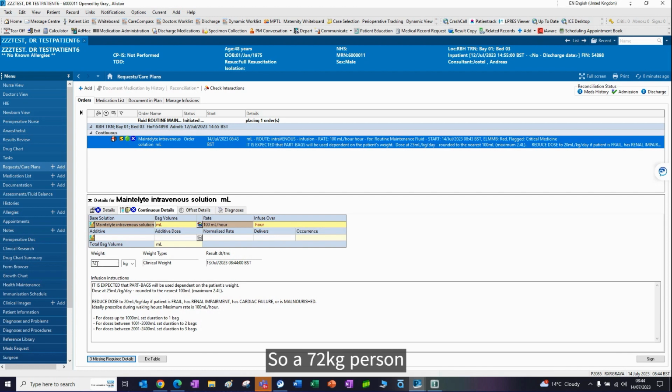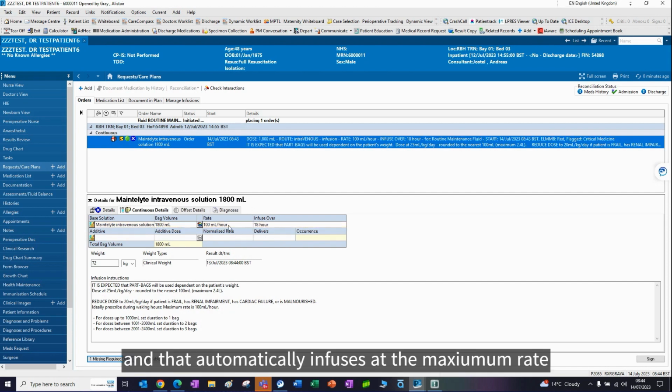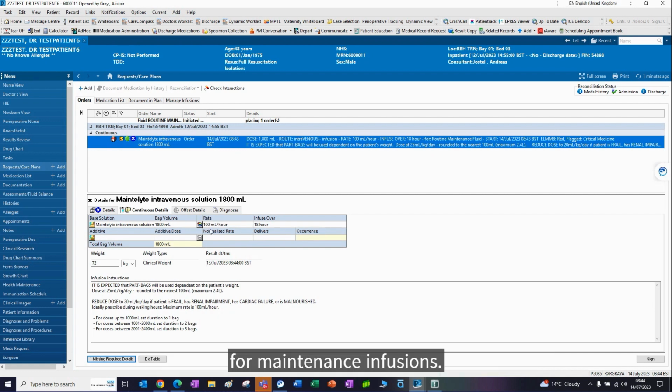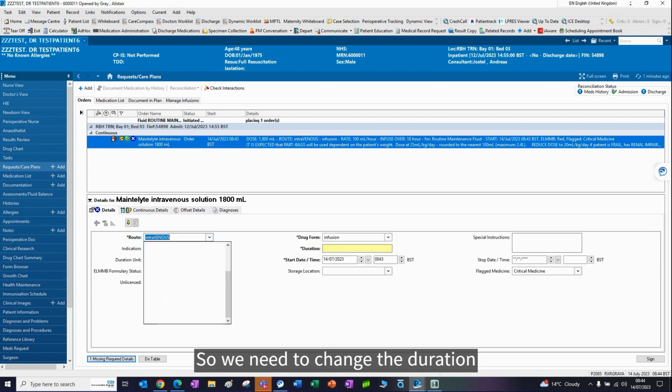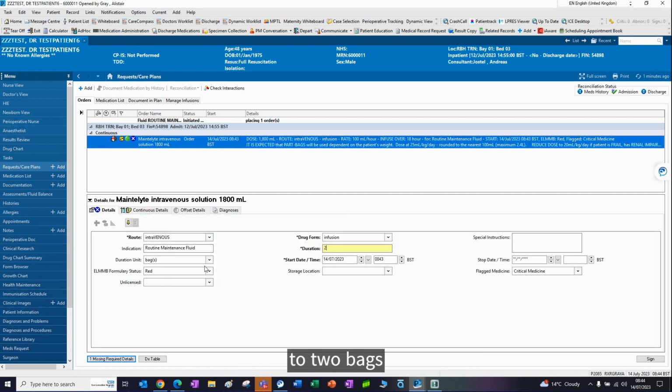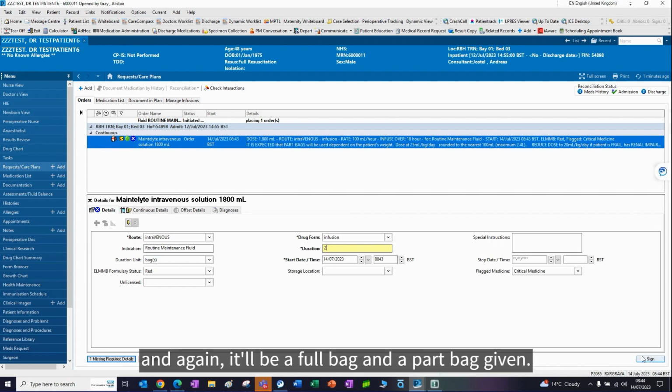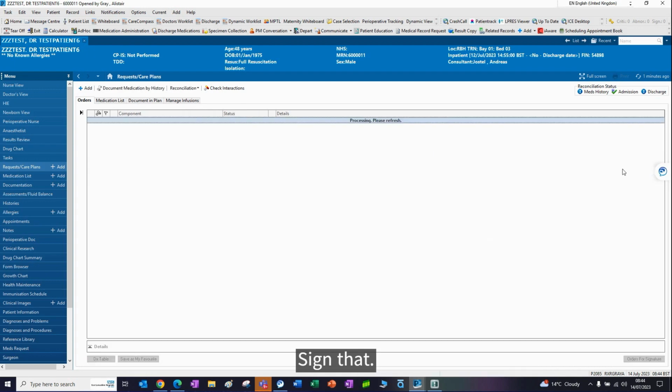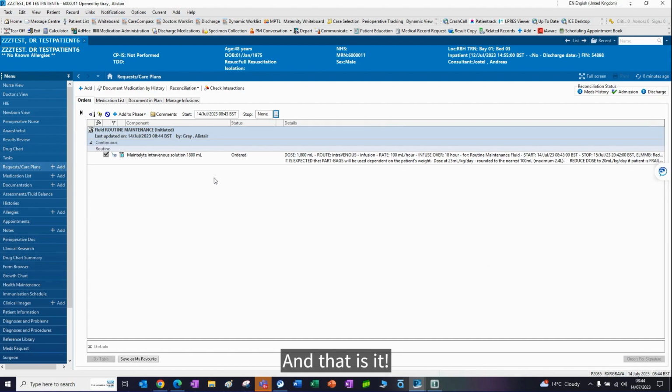So a 72 kilogram person rounds to 1800 mils at 25 mils per kilogram per day, and that automatically infuses at the maximum rate for maintenance infusions. 1800 mils falls in this category here, so we need to change the duration to two bags. And again, it'll be a full bag and a part bag given. Sign that, and that is it.